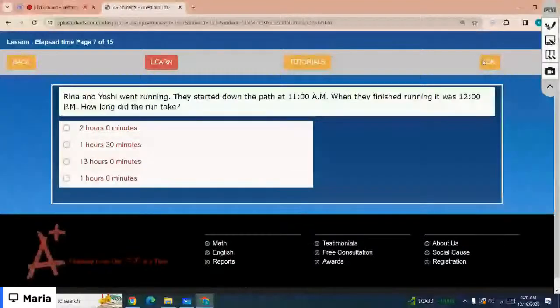Ina and Yoshi went running. They started the path at 11 a.m. When they finished running, it was 12 p.m. How long did the run take? The correct option. Yes, that means the run takes 1 hour. The correct option is 1 hour, 0 minutes.